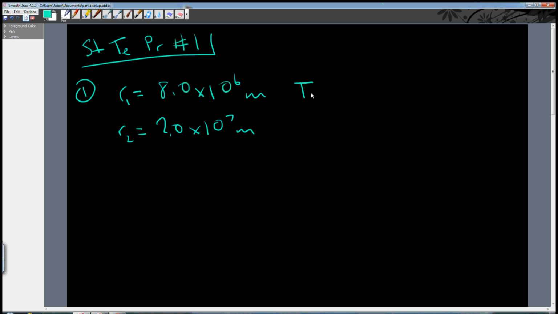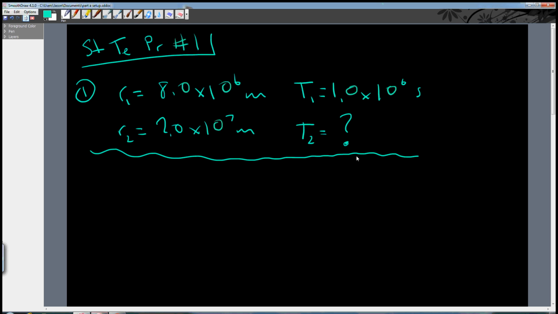Now the period of 1, it says, is 1 times 10 to the 6 seconds. And the period of the other, I'm assuming they're not going to give us, because what else would we have to solve for? What is this satellite's period of revolution? So we're looking for the period of revolution of the second satellite here.